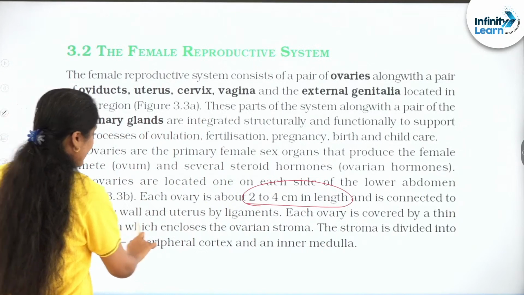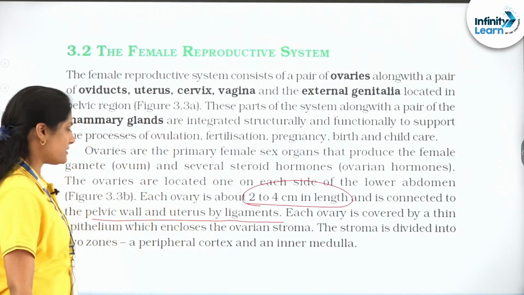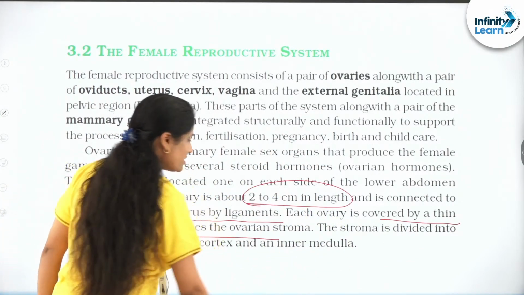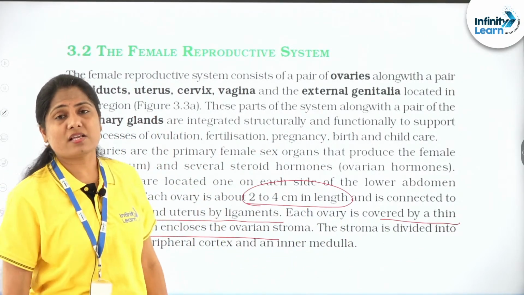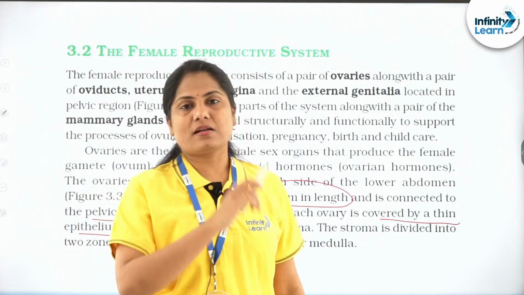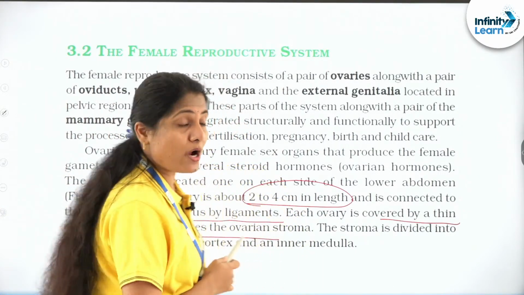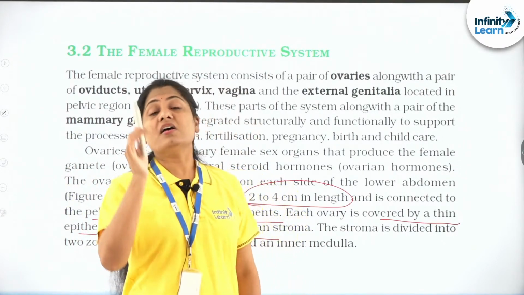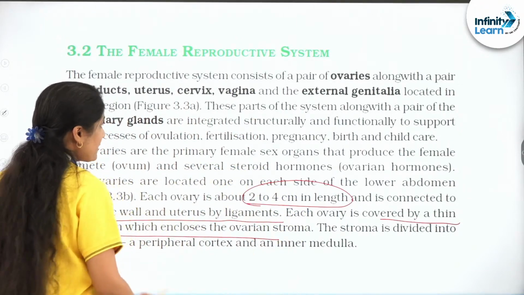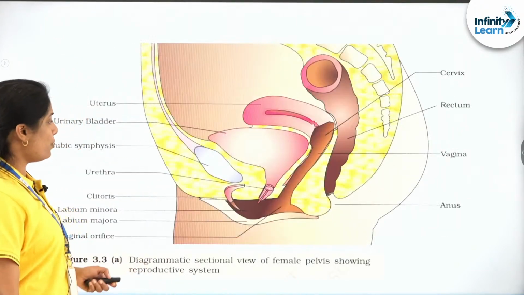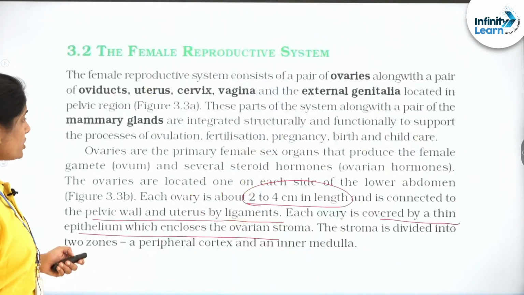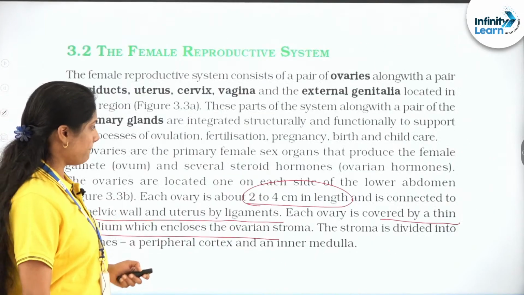It's connected to the pelvic wall and uterus by ligaments. It's covered by a thin epithelium. Vivacious was just asking this question: what is that epithelium surrounding the ovary? It's a cuboidal epithelium, for a long time called germinal epithelium. Now we know it's the surface epithelium. And the ovary also has 2 regions to it. Let me show you in one of the structures. Okay, that's in oogenesis. That's where I will show you that, right?